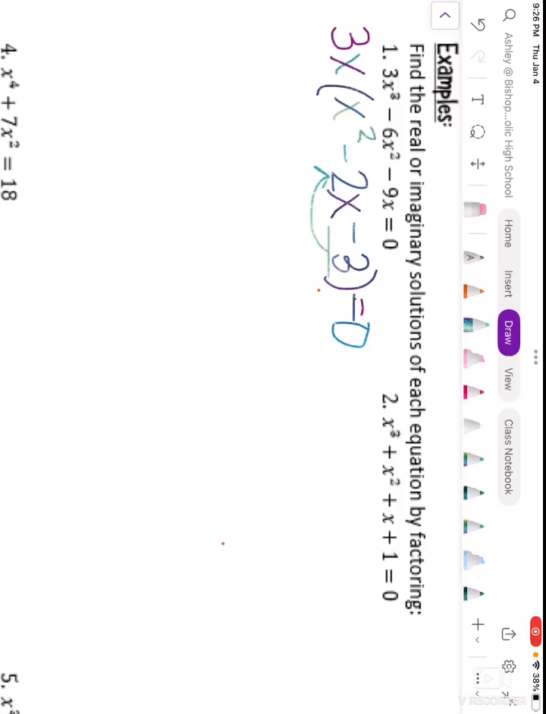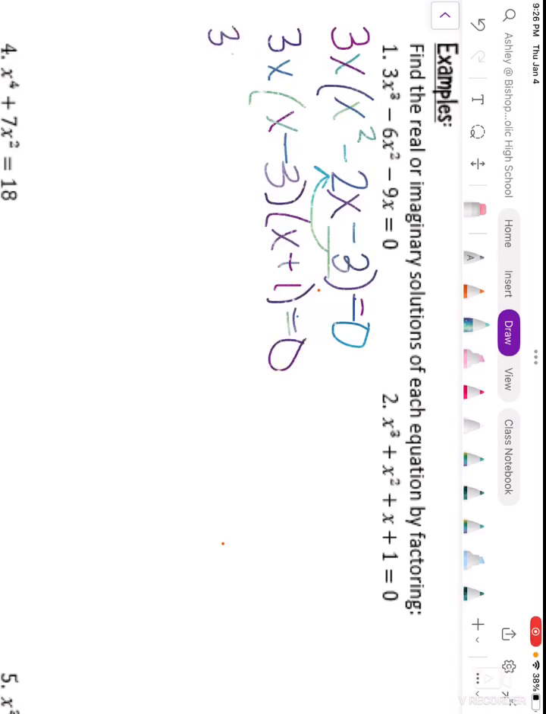Greatest common factor between these terms is going to be 3x. When we factor out a 3x, we're left with x squared minus 2x minus 3. And then our factors of negative 3 that add to negative 2, that would be x minus 3, x plus 1. And then we just set each of these things equal to 0 and solve.